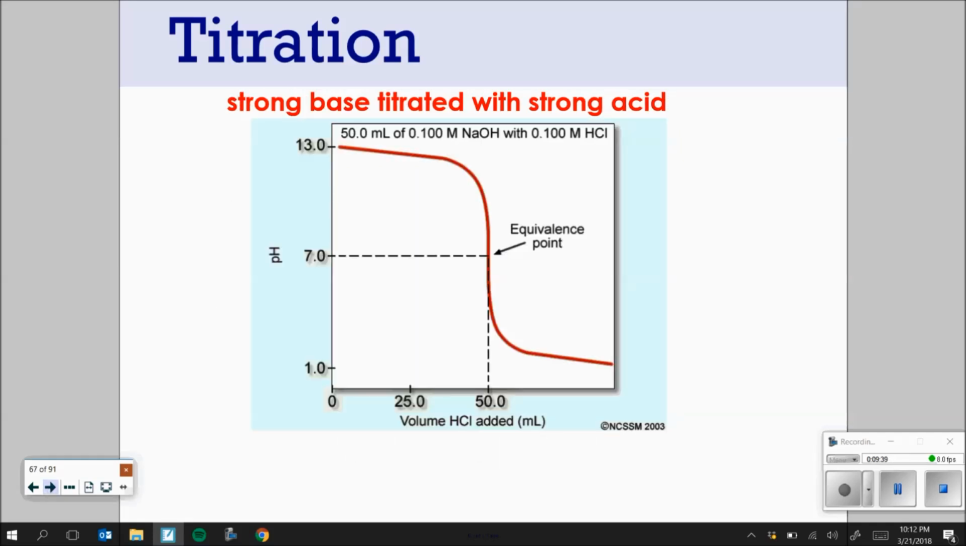Here, I'm going to titrate a strong base with a strong acid. Note here, I'm starting with my base, so it's basically the opposite of what we just saw. We're starting with my basic solution. I've got a fairly gradual buffer region right here, and then I shoot down in a matter of milliliters past my equivalence point, and I end up with a low pH and a strong acid. So this is strong base and strong acid.